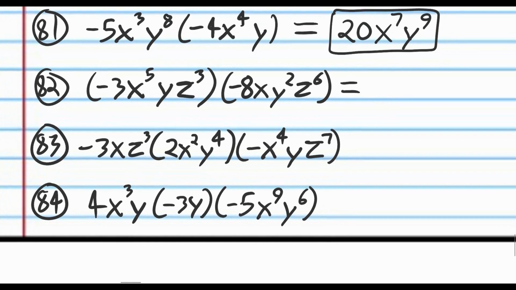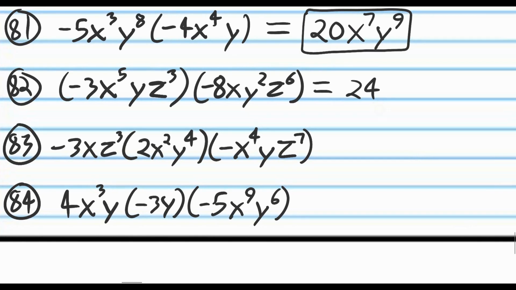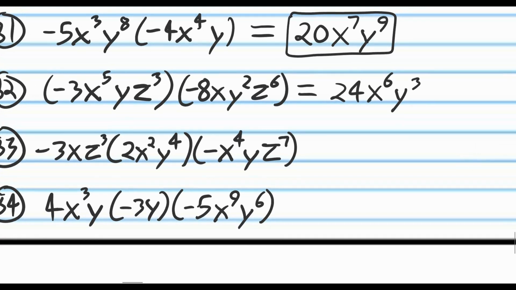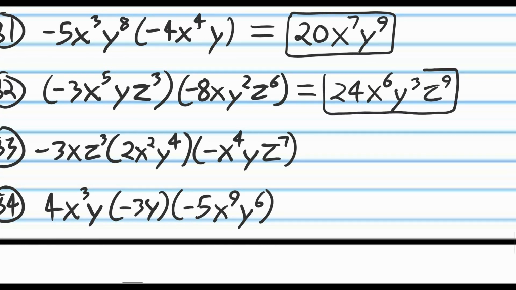All right, we're back. Negative 3 times negative 8 is positive 24. Then we get x to the 6th. Then we get y to the 3rd. And z to the 9th. Again, these are expressions where you're multiplying all of these together.